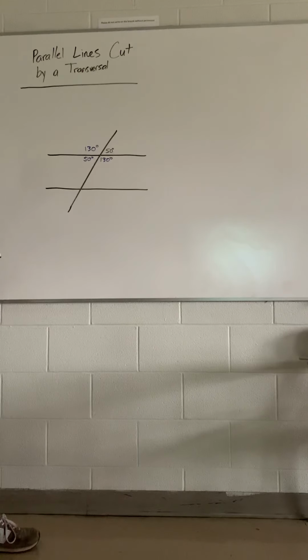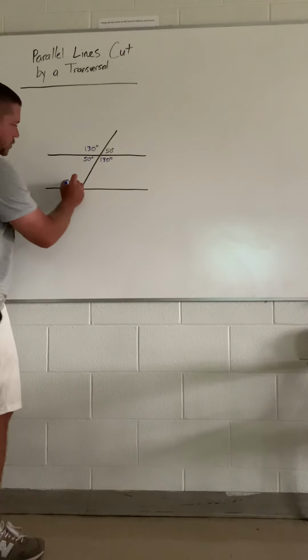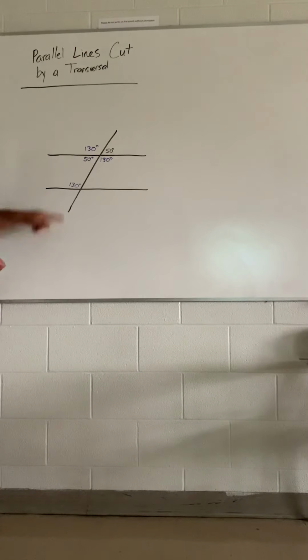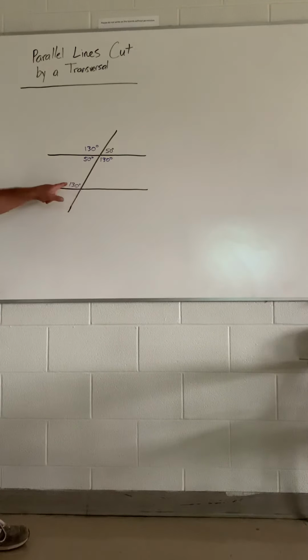All right, if you remember from our last video, we talked about corresponding angles. 130 and this angle are corresponding. Corresponding angles are the same. Now we could do the same thing we just did up here. We could say, okay, that's a linear pair, so those are the same. Those are going to be vertical, so they're the same. Those are vertical, so they're the same.